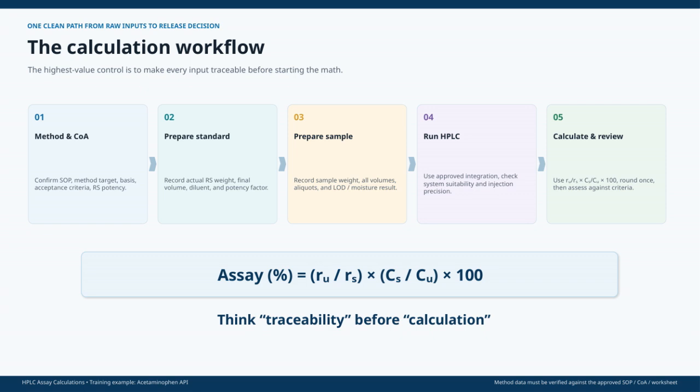Finally, we calculate and review the assay using the formula: the ratio of the sample area to the standard area multiplied by the ratio of the standard concentration to the sample concentration, all multiplied by 100. It's crucial to round only once after the calculation, and then assess the result against acceptance criteria. Throughout this process, the key takeaway is to prioritize traceability before jumping into calculations. This ensures accuracy, reliability, and confidence in the assay results.